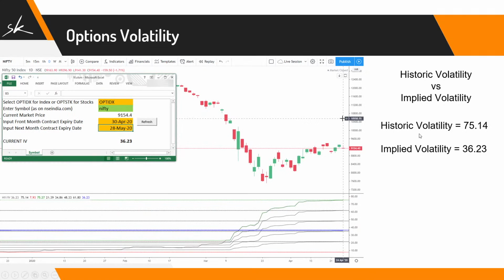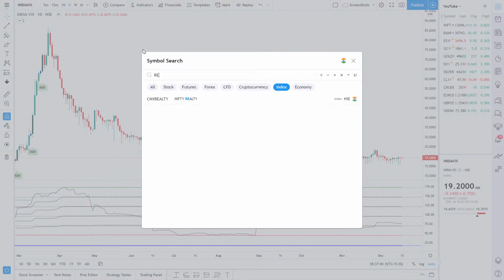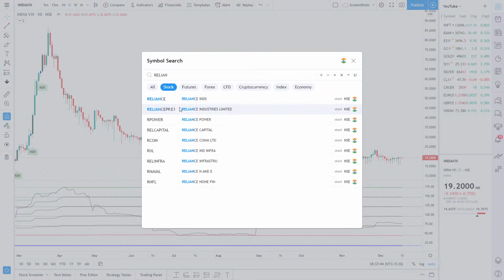The next way of looking at it is by comparing the historical volatility and the implied volatility. Here you can see my historical volatility was 75.14 and my current IV value is 36.23. So now we are not comparing with someone else, right? We are comparing Nifty with Nifty, Nifty's HV with Nifty's IV. Similarly, let me bring up Reliance as an example. Currently I was comparing Reliance with India VIX, but now let's go to the Reliance stock.